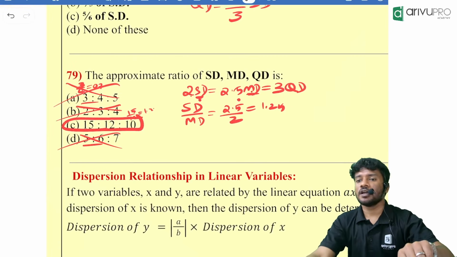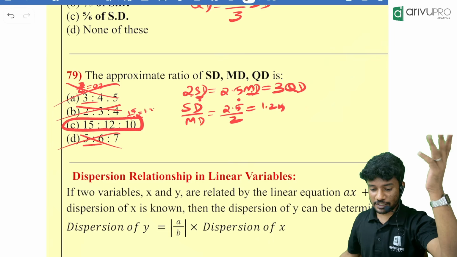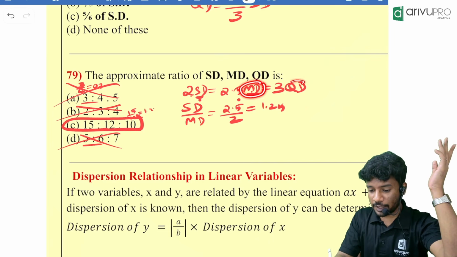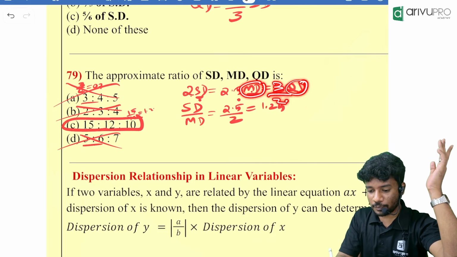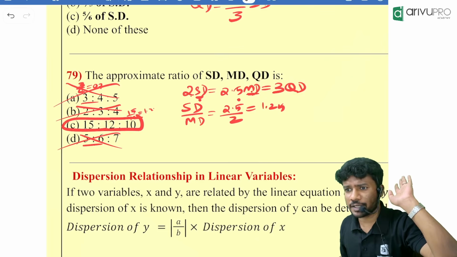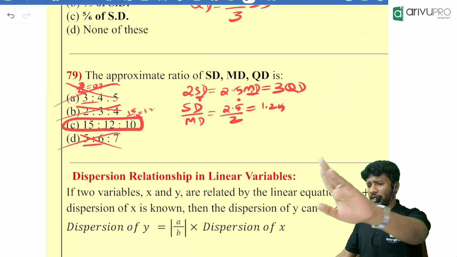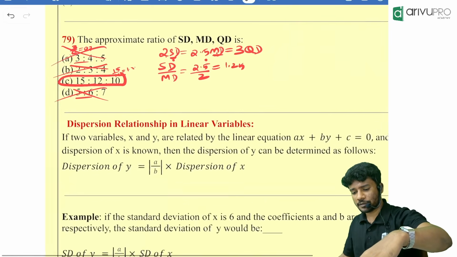Option C. What if two options were giving you the same answer? We will check the next two parts, like MD by QD. 3 divided by 2.5 we will check. Then accordingly we will cross check which is giving MD by QD or QD by MD. Whatever is coming to your mind at that time, go with that.